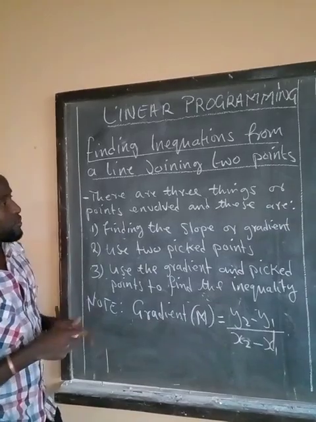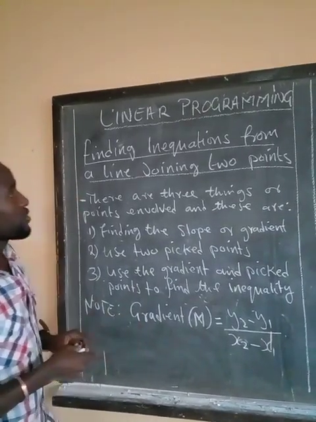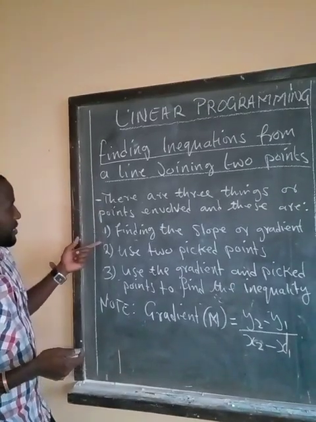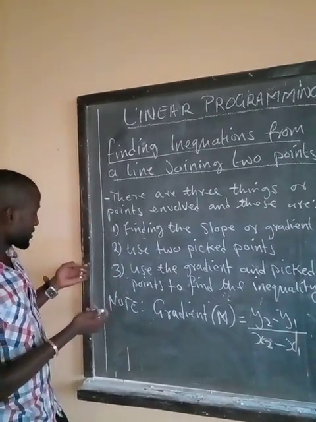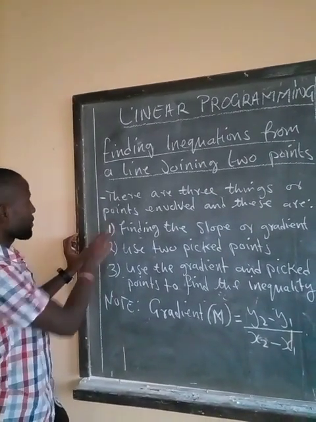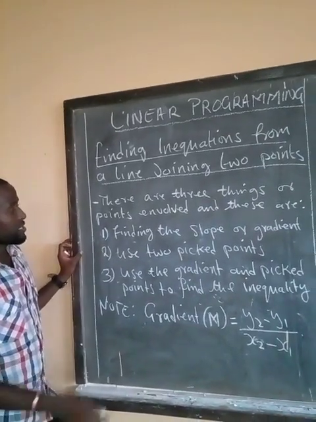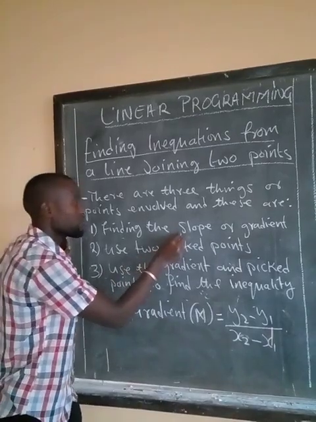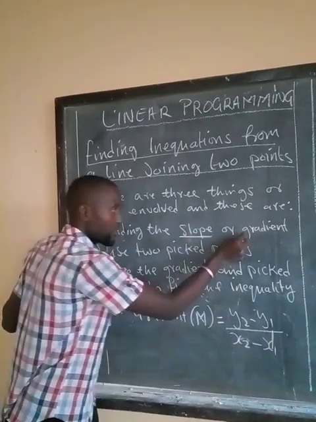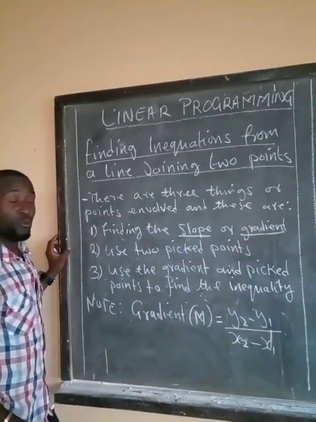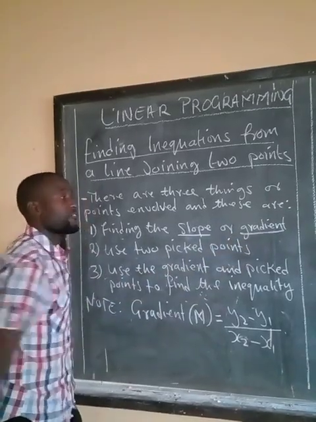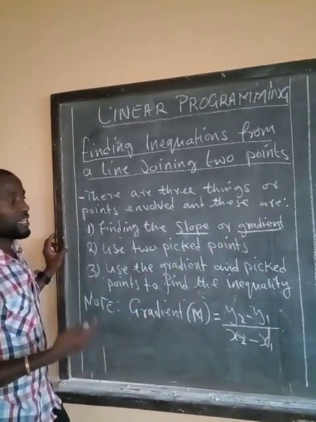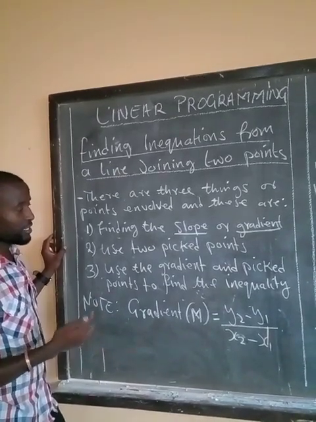In order for us to be able to find the equation of a line joining 2 points, we need to understand that there are at least 3 pieces of information that will give us what we need. Number 1 is finding the slope or gradient. The first thing you need to do is to find the slope, or what is known as gradient. When you find the gradient, you will be able to use it to find the equation of a line.